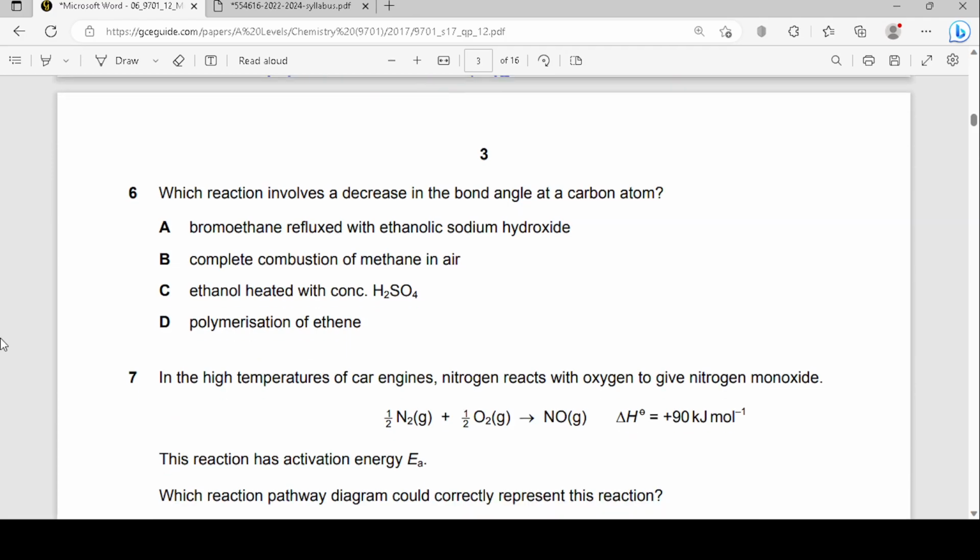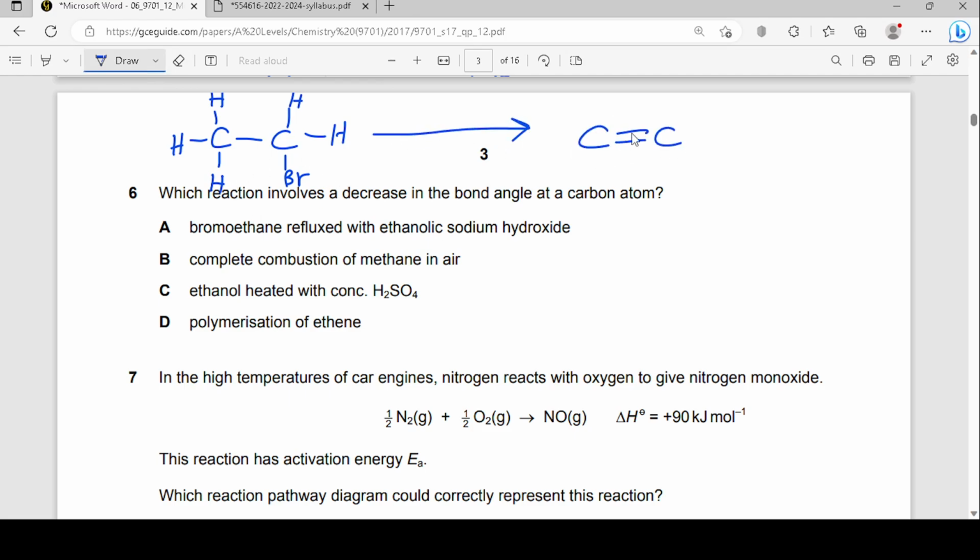And next question now. Which reaction involves a decrease in the bond angle at a carbon atom? Okay, so you have bromoethane. Bromoethane would be CH3CH2Br, and you reflux it with ethanolic sodium hydroxide. Ethanolic sodium hydroxide means that it's an elimination reaction, right? So we would get an alkene out of this, C double bond C. So basically, bromoethane will turn into ethene, and so HBr is eliminated basically, right?